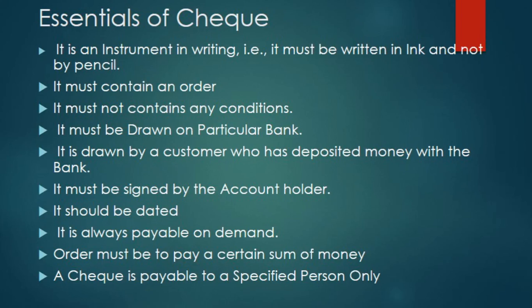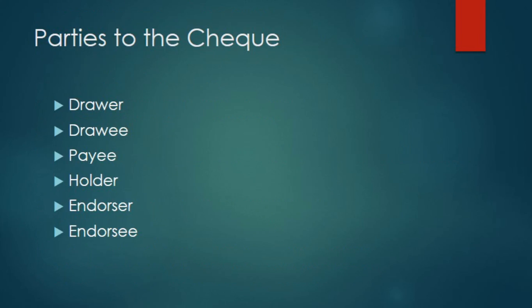The last essential feature is that a check should be payable to a certain person or bearer. The amount of the check must be made payable to a certain person or persons named in the check, that is, the payee. A check can be paid to any bearer or holder of the instrument in case of a bearer check. After having studied the essential features of a check, let's move on to study the parties to the check.